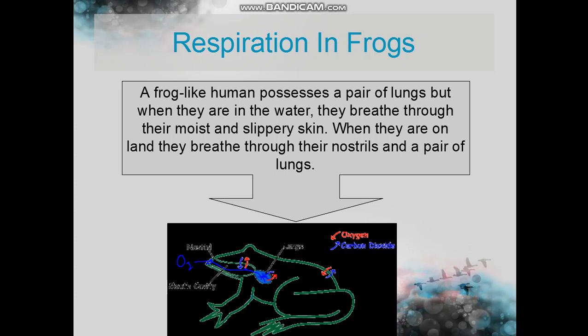Here also many sac-like structures at the end of the bronchioles are there, which are known as alveoli, and they also help in the gaseous exchange in the lungs. So O2 comes in, and when it is released it is CO2. So we can see here the exchange of carbon dioxide and oxygen takes place in the frog.